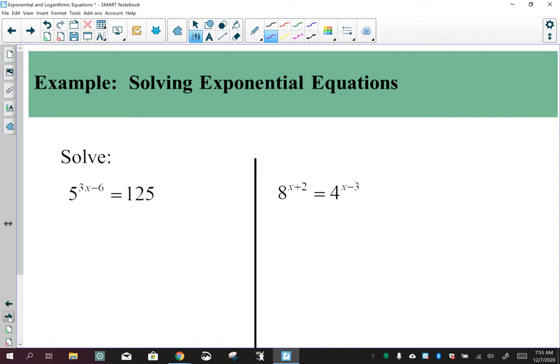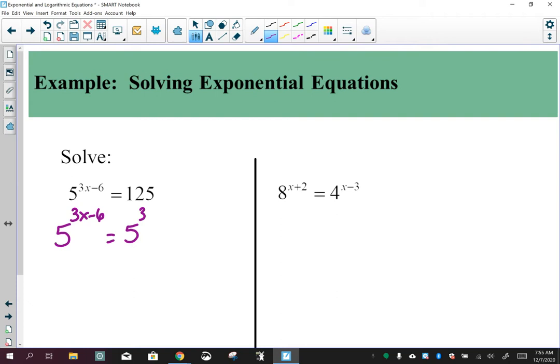On the first one, I've got 5 to the 3x minus 6 is equal to 125. Right now my bases are not the same, so I have to make them the same. I can't turn this 5 into a 125. However, I can turn this 125 into a base of 5. So I'm going to leave this one alone as is, but I'm going to take my 125 and turn it into a base of 5 by going 5 to the third.